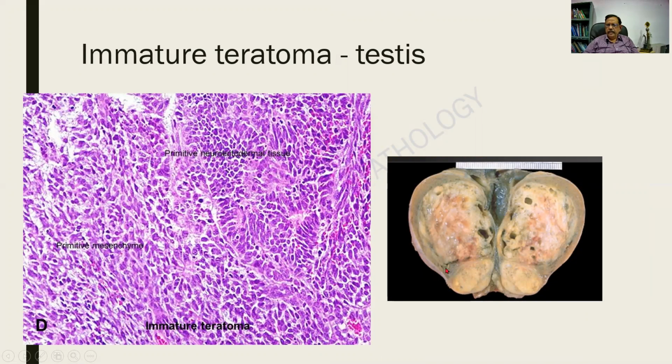And finally, this is a testicular teratoma. When compared to the previous pictures, I find that this is solid. There are not many large cystic spaces. One or two are here, but it is predominantly solid. And when I look at it, it is composed of immature tissue. There will be the immature neuroepidermal tissue and the mesenchymal tissue. So this is called an immature teratoma, common in the testis.